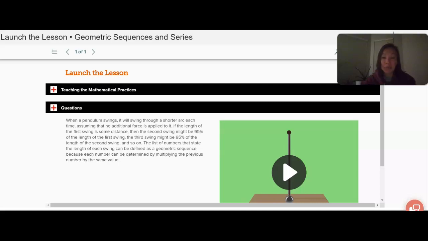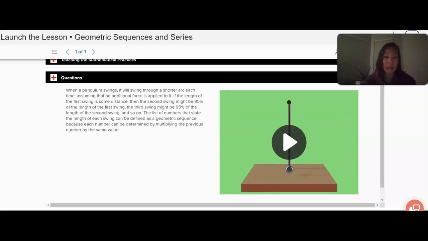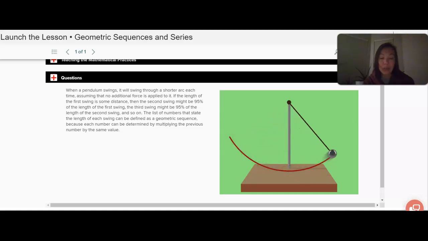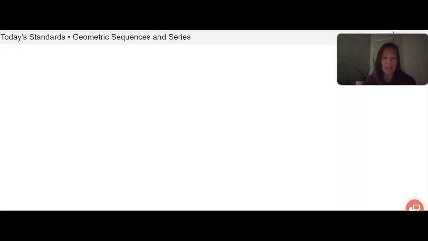So when we talk about geometric sequences, here's kind of an example. If you think about a pendulum, when a pendulum swings, it's going to swing through a shorter arc each time, assuming there's no additional force. So if the length of the first swing is some distance, then the second swing might be like 95% of that, and then the third would be 95% of that, and so on. And so this list of numbers can be defined as a geometric sequence because we can find the length of each swing by multiplying the previous number by the same value.